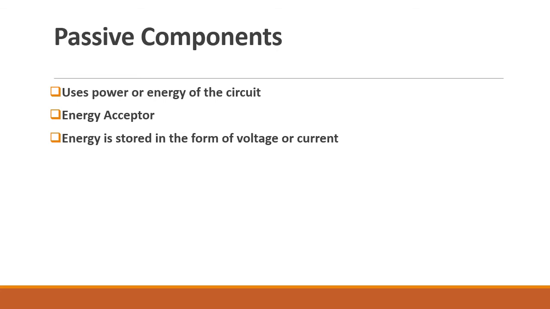So passive components are not delivering power or energy to the circuit. They use power or energy of the circuit. Therefore, they are called energy acceptors. Now we will go for examples of passive components.